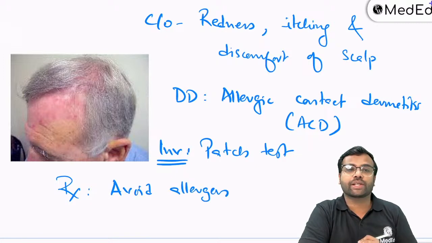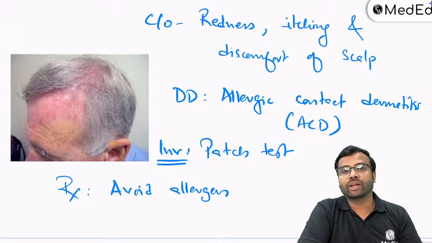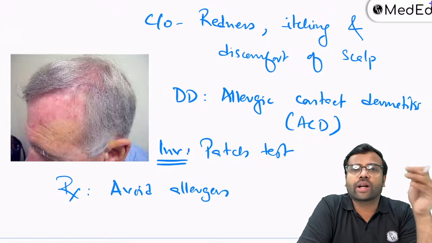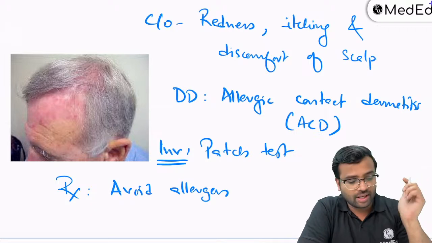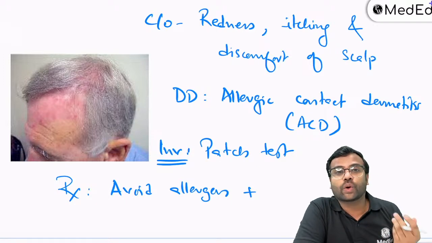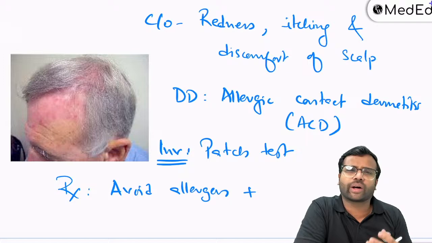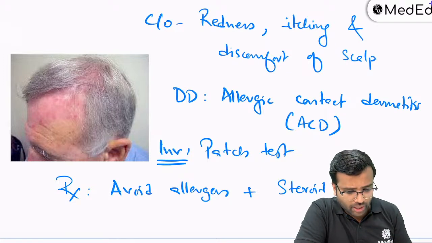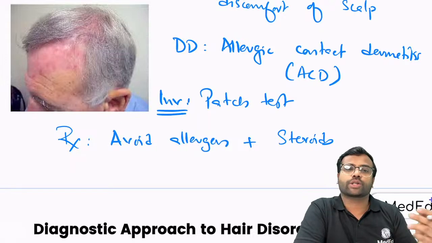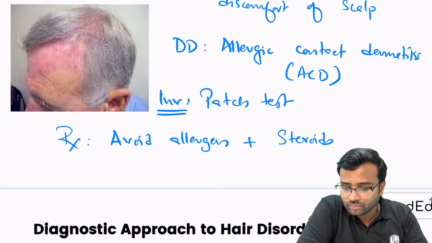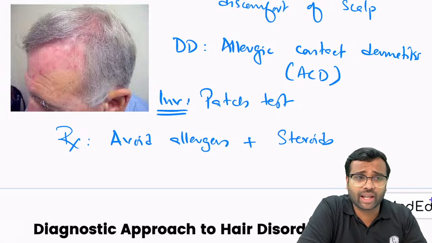So you have to ask the patient to stop using hair dye, stop using this hair spray, stop using this hair gel, or whatever hair products that they have used. Okay. The second one is the patient is having allergy, right? So in all the cases of eczema or allergy, our drug of choice is going to be steroids. So either you go for steroid creams or steroid ointments, and all those things can be done.